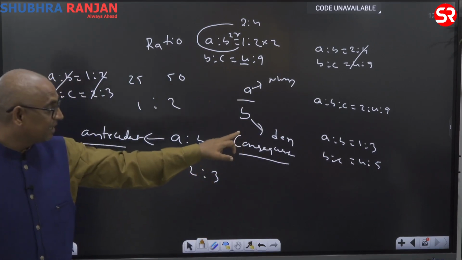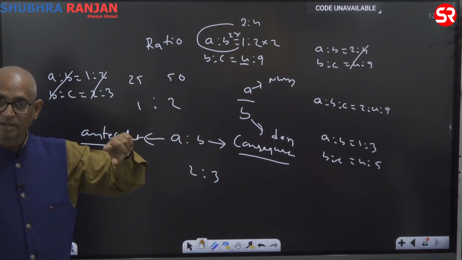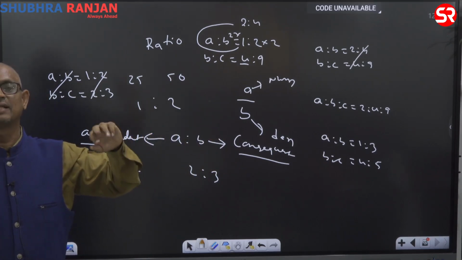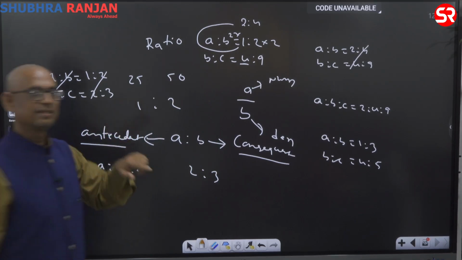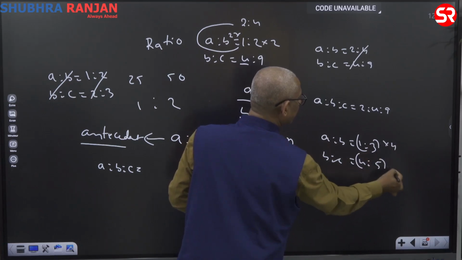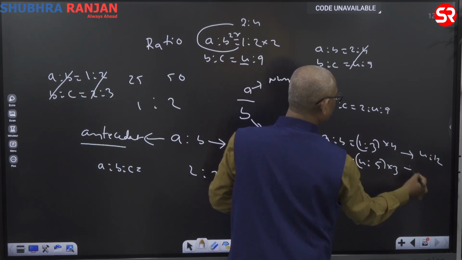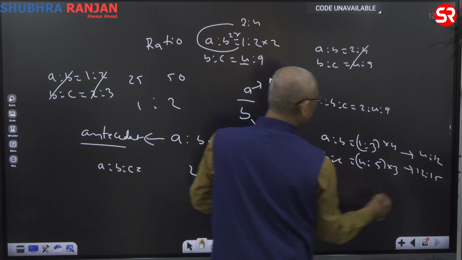Here B is 3, here B is 4. 3 and 4 are co-primes, so the LCM is 12. In that case, what you have to do? Multiply this with 4 and this with 3. Then our ratio becomes 4:12 and here 12:15. So the link is made.